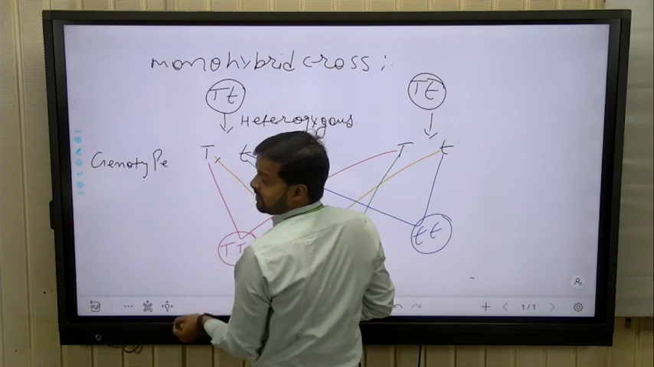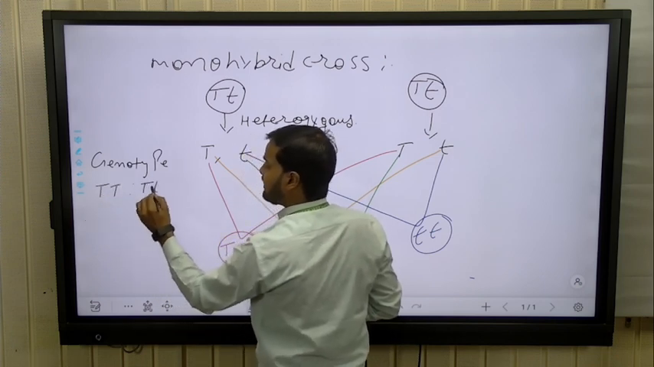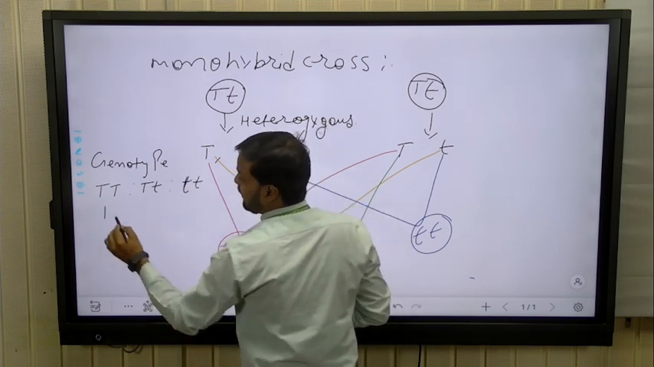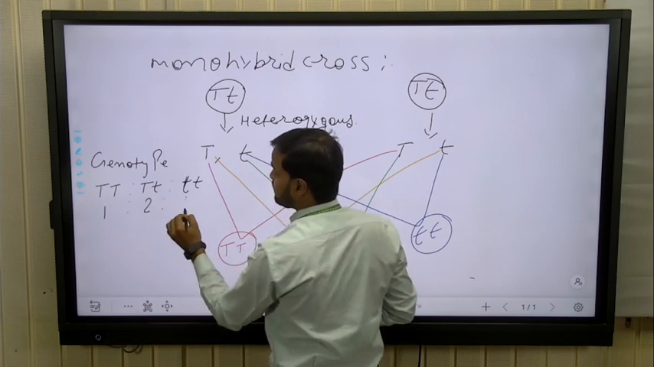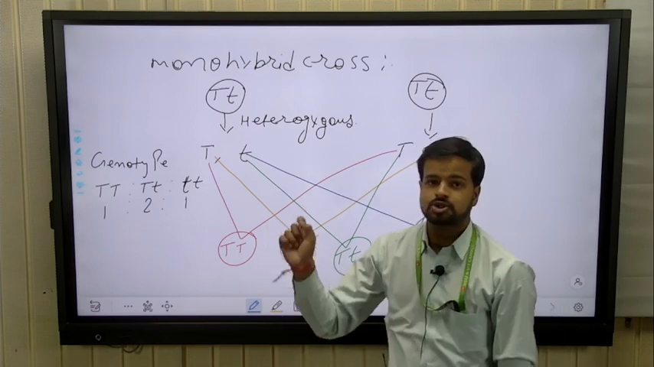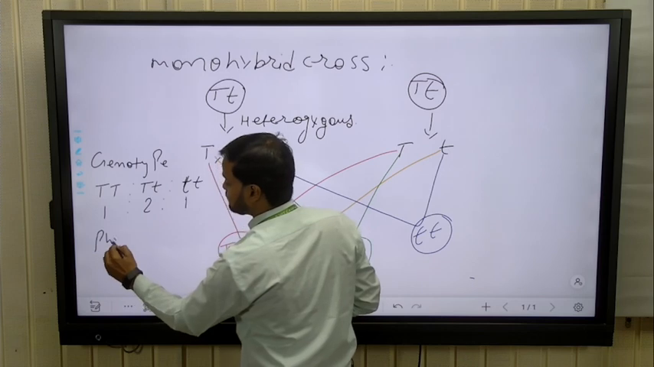It is called genotype. And what is the genotype? Capital T, capital T, small t, small t. Number of capital T is 1, number of small t is 1. That means the genotypic ratio of monohybrid cross is what? 1:2:1.